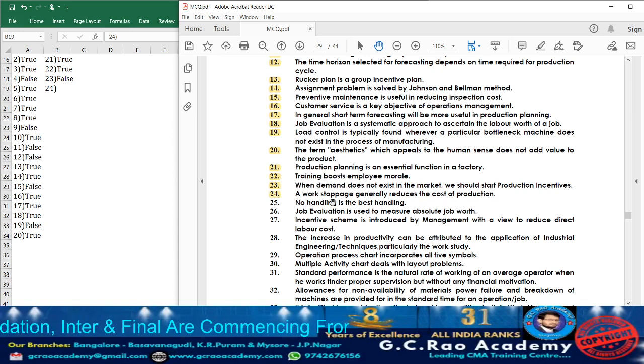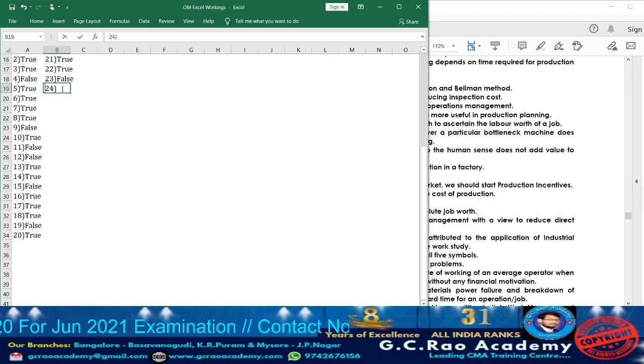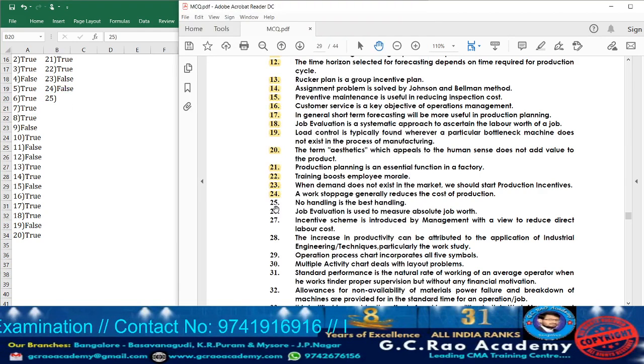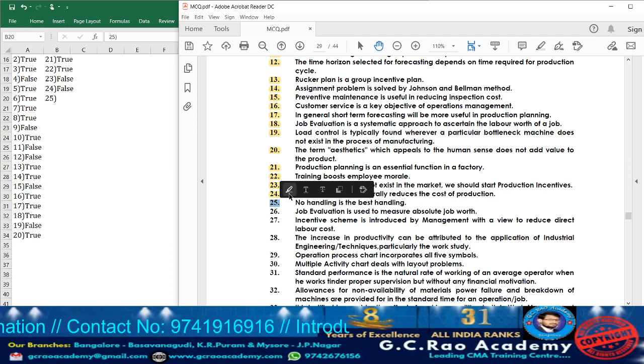What they are telling, a work stoppage generally reduces the cost of production. If the work has stopped, will the cost of production be reduced? No, it is not going to reduce. In fact, if the work has stopped in the middle, and they start again to meet the required demand, usually the cost of production is going to increase. It is not going to decrease. So statement 24 is false. Now moving on to statement 25.